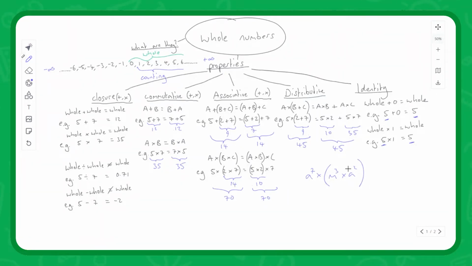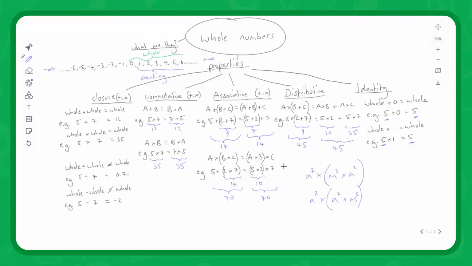Well, first of all, we can use our commutative rule that says a times b is the exact same as b times a, and so I could think of this as m cubed times a squared, or I could think of this as a squared times m cubed, where I can completely flip the order in which I do the multiplication. So that would be applying our commutative rule.